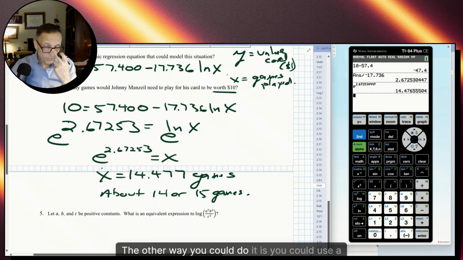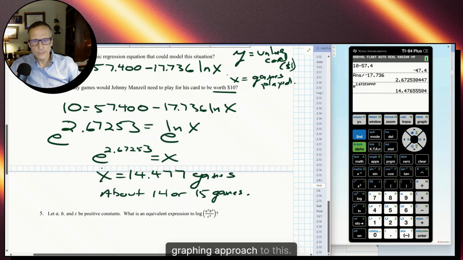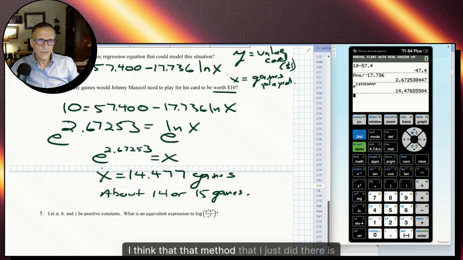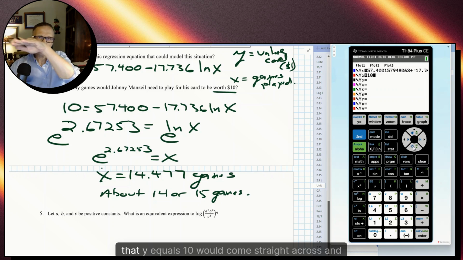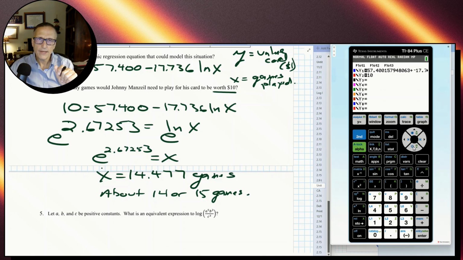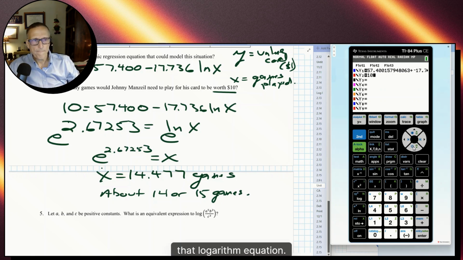The other way you could do it is you could use a graphing approach to this. I think that method that I just did there is the easiest way to do it. But if you do go back into your equation editor, what you can do is you can graph a horizontal line for 10. And then we're going to look to see where that y equals 10 would come straight across and intersect that logarithm equation.